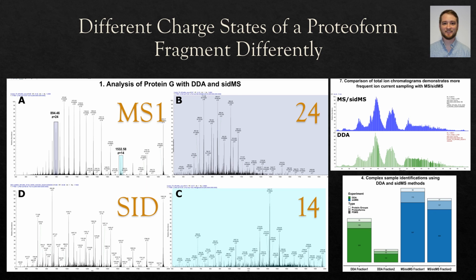So two things happen because of this. Because we're fragmenting so many ions, we can take MS1s a lot faster. So in the graph on the top right, in blue, you see the MS1s from the SID experiment, and in green, the DDA experiment. And so there's a much, much higher density of MS1 spectra there. And then in the bottom right, you can see a big increase from green to blue of proteoform spectrum matches, proteoforms and proteins identified in a complex sample when using the SID approach.